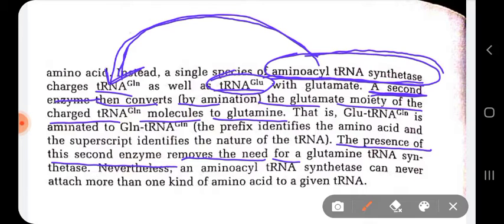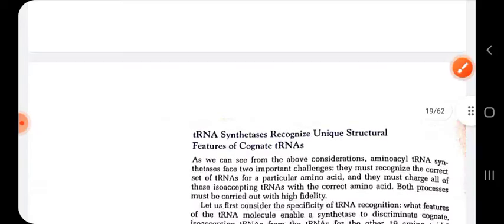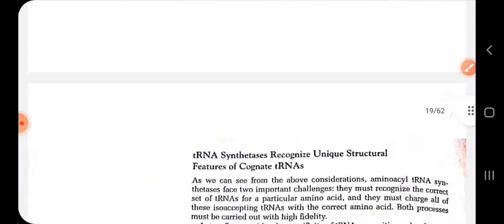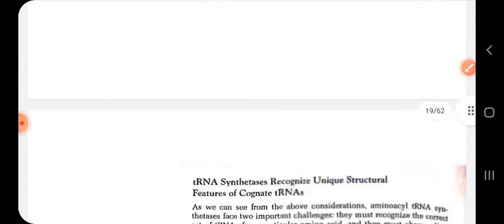Okay, but it should be remembered that a specific amino acid tRNA synthetase will specifically attach a specific amino acid to the tRNA, not more than that. Okay, I think you have well understood what I have tried to say.